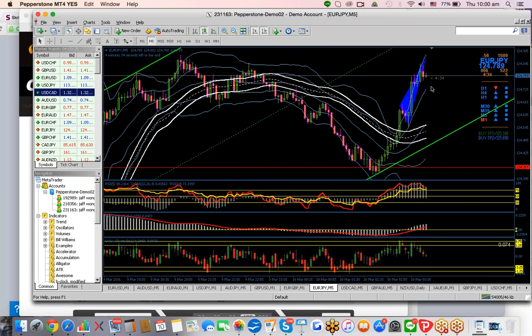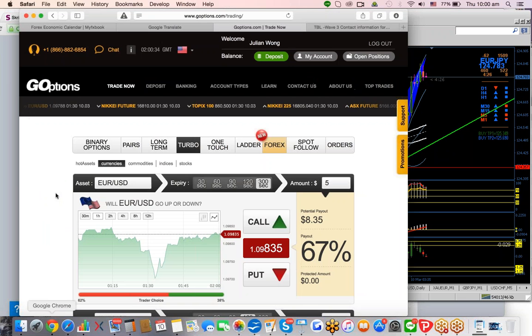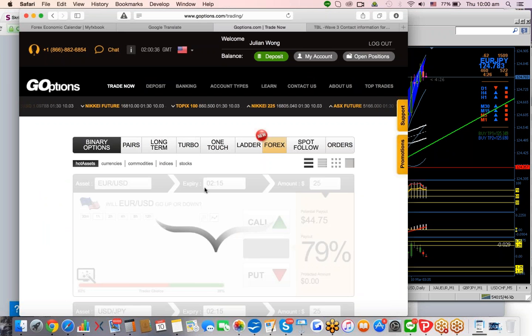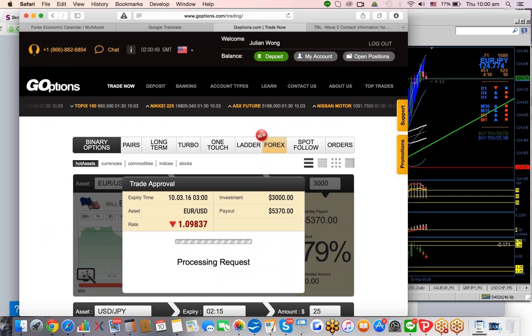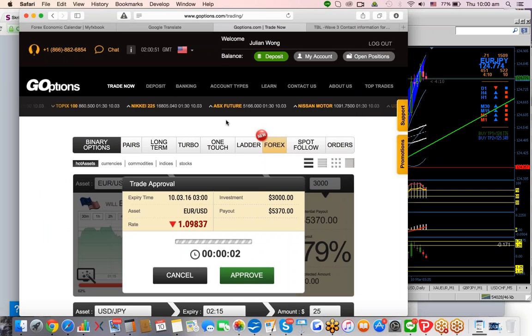Okay, 10 bars down, 10 bars. Euro USD 10 bars put. Binary Euro USD. Let's go for about 10 bars. Let's go for the 1 hour. 1 hour. 3 o'clock. Put. Euro USD. Put. Oh shit!